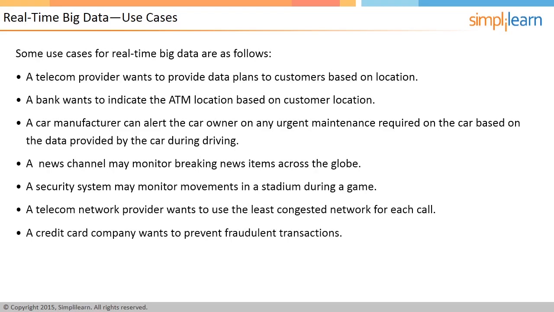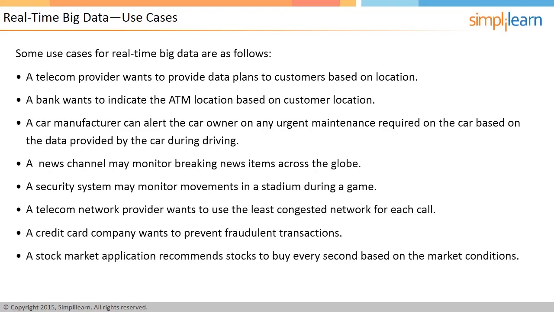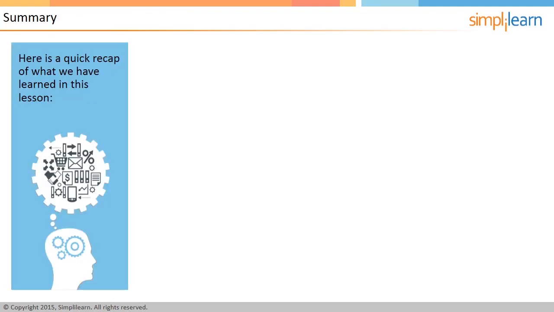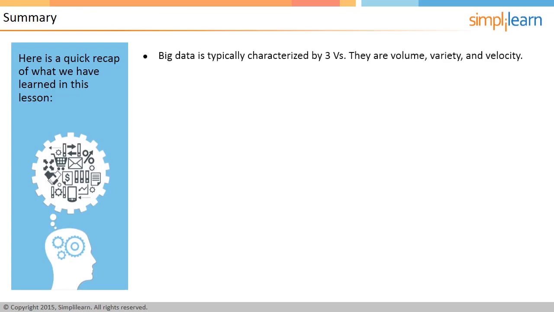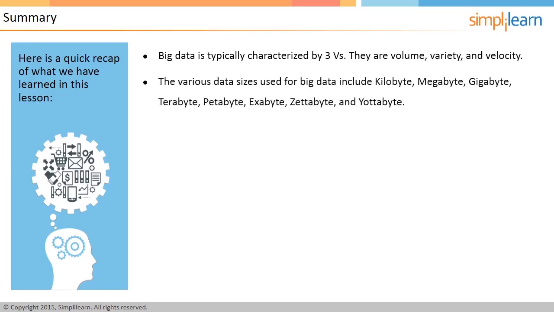Here is a quick recap of what we have learned in this lesson. Big data is typically characterized by 3 V's. They are volume, variety, and velocity. The various data sizes used for big data include kilobyte, megabyte, gigabyte, terabyte, petabyte, exabyte, zettabyte, and yottabyte. Apache Hadoop is the most popular framework for big data processing. It has 2 core components. They are Hadoop Distributed File System and MapReduce.